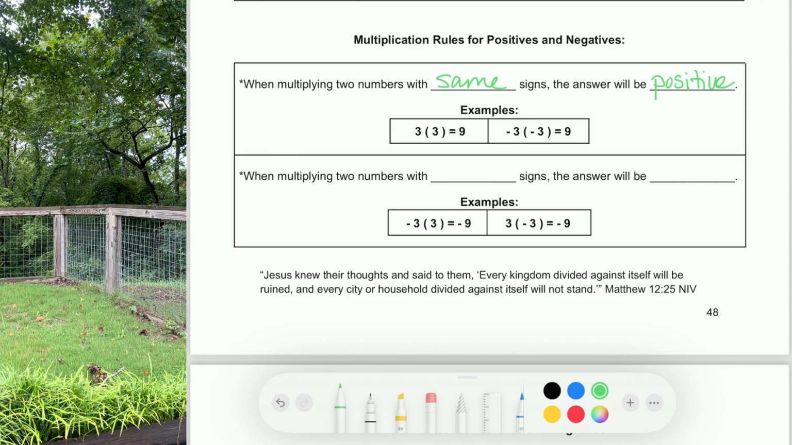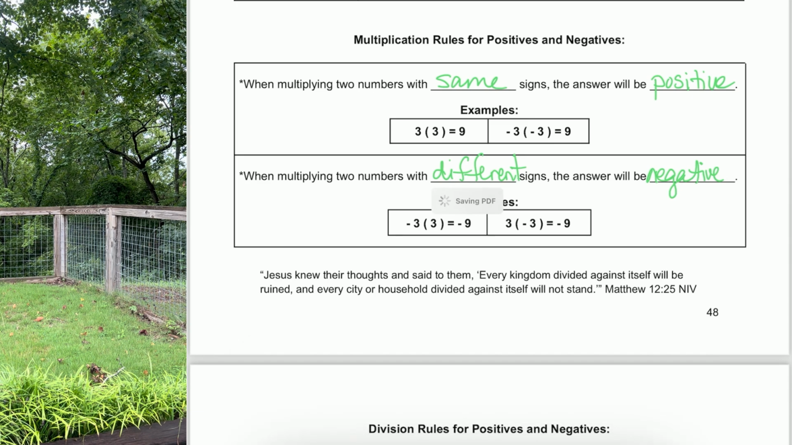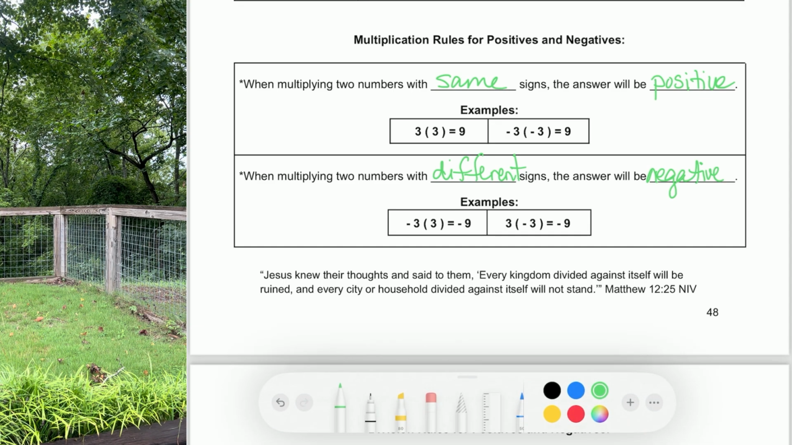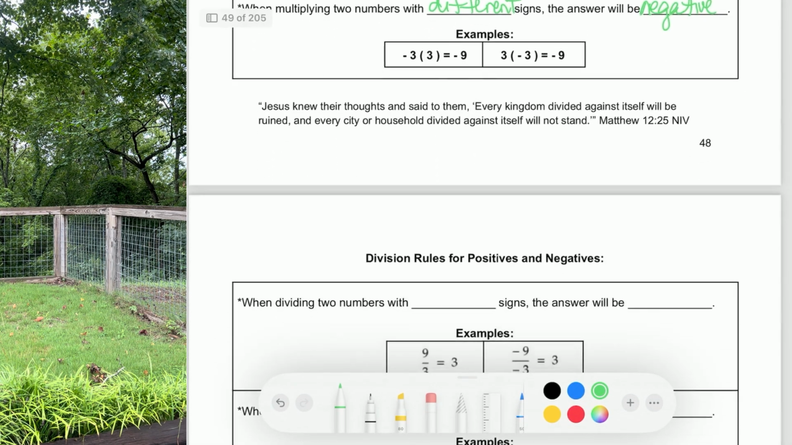Now, when multiplying two numbers with different signs, one of each basically, the answer will be negative. So looking at our examples, a negative 3 times 3 gives us a negative 9. Well, then I also flip the order. 3 times negative 3 equals negative 9. So you get a negative answer. So if you have one negative and you have one positive, your answer is always going to be negative.